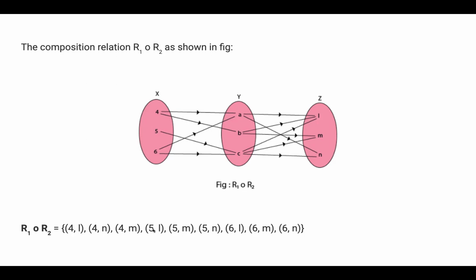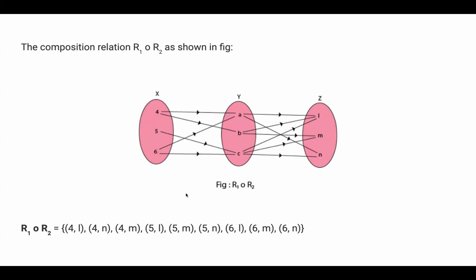Next is 5L. Okay. 5 to C and C to L. So 5L will be the next element. 5M, how is the 5M? 5 to C and C to M. It will give us 5M. Then 5N. 5N, how is it? 5 to C and C to N. So there may be 5 to N relation, and we can write it here as 5N.